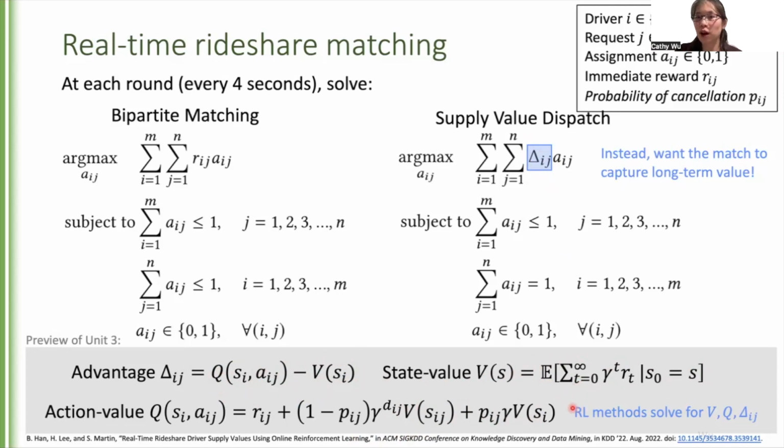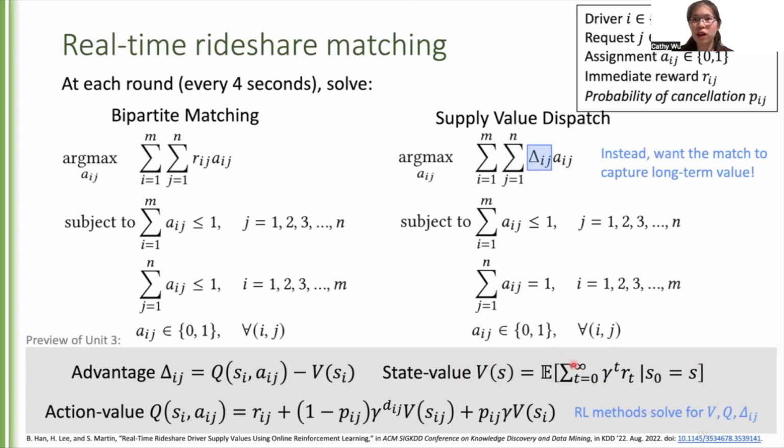The RL methods are basically trying to solve for these quantities, V, Q, and this delta, IJ. Hopefully this will make sense by the end of the unit. But just to provide a bit of intuition, when we say we want to capture this long-term value, what you want to think about is this value function right here. We want to capture which actions we should take to optimize this long-term objective.